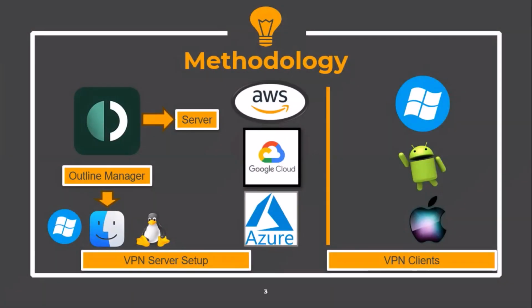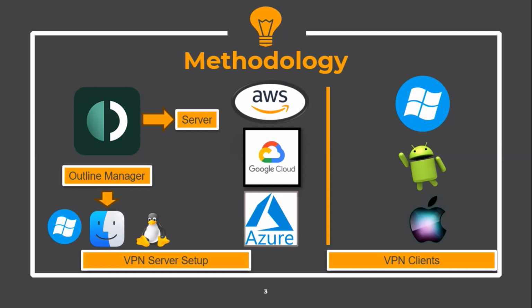First, we need to set up an account on any of the cloud service providers. Google, Azure, and AWS all provide a free trial, which you can use to set up your free server. Then we need to install the Outline Manager on our PC, which will provide instructions to connect to our server.